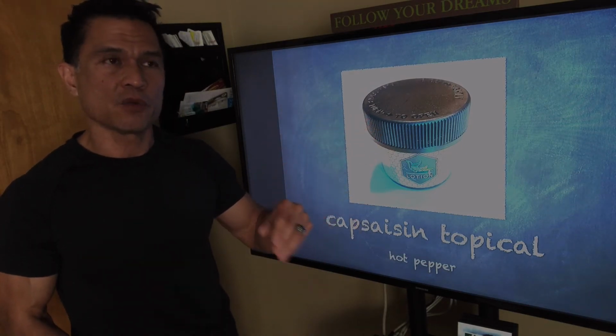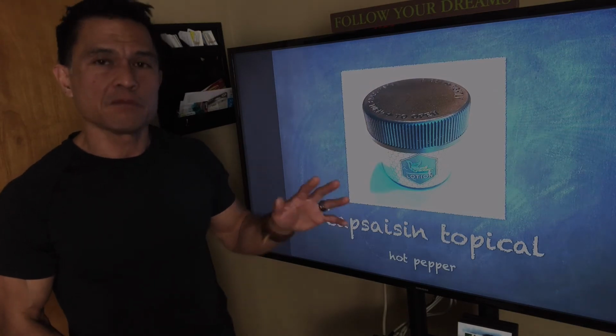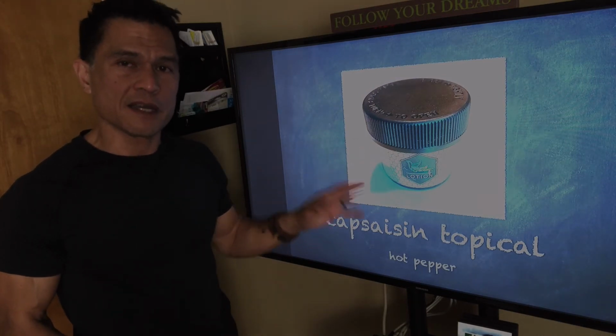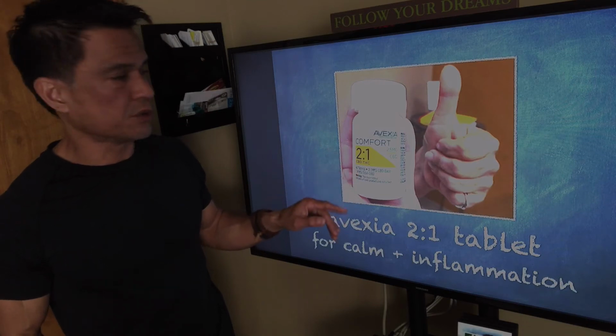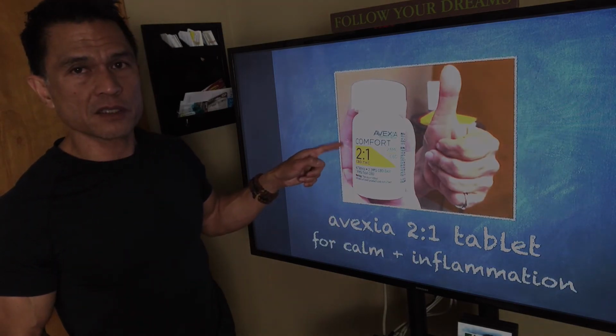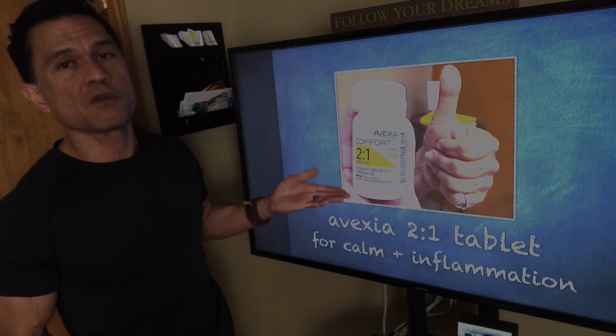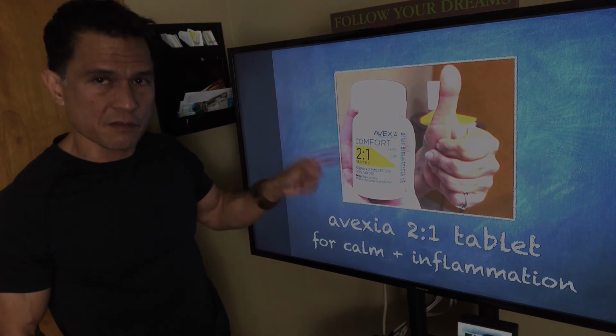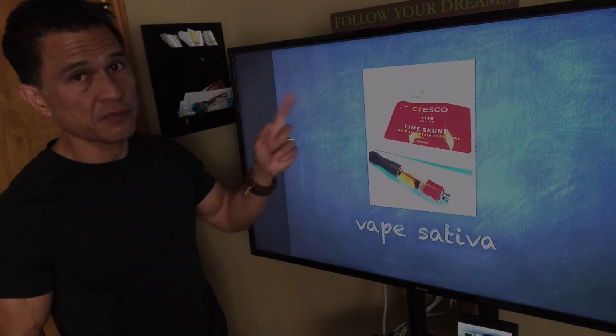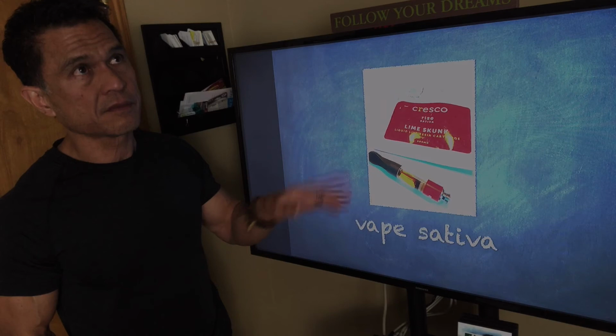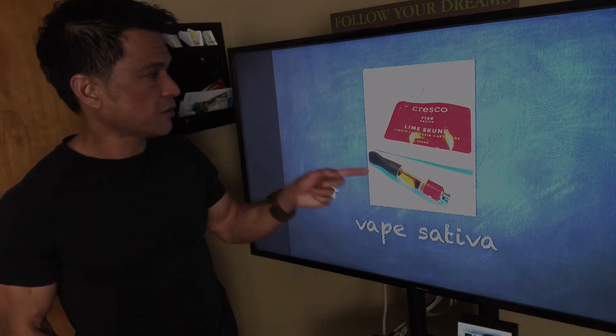If you like heat, which a lot of my older patients like, might be cool. If you're an athlete, you might like ice, which will be a little bit different, or cold. This is the other Vexia product. It's 2-to-1. That's a little bit different. You want a higher amount of THC. This is a good product. Inflammation and calming. This is another form of a vape.